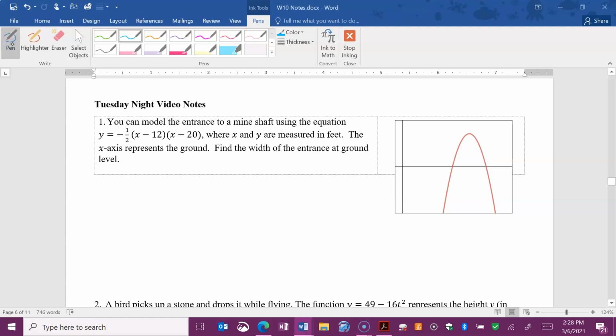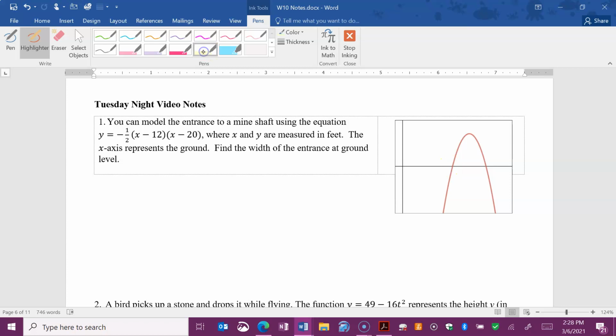We're going to continue to do some applications of quadratics with graphs. You can model the entrance to a mine shaft using the equation y equals -1/2 times (x minus 12) times (x minus 20), where x and y are measured in feet. The x-axis represents the ground. Find the width of the entrance at the ground.